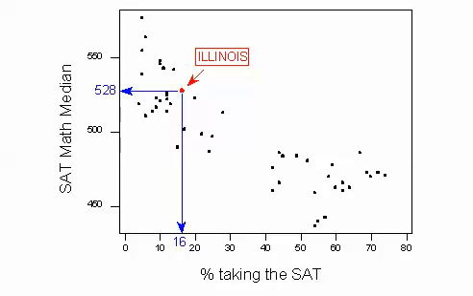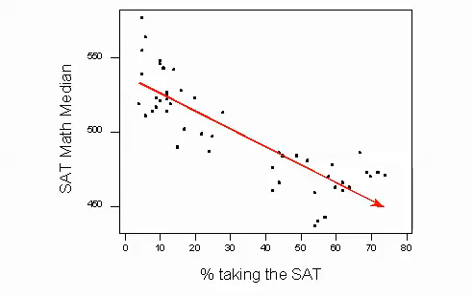Each data point on the scatter plot represents one of the states. For example, in Illinois, in the year these data were collected, 16% of the students took the SAT, and the median score on the math part was 528. Notice that there is a negative relationship between the percentage of students who take the SAT in a state and the median SAT math score in that state.